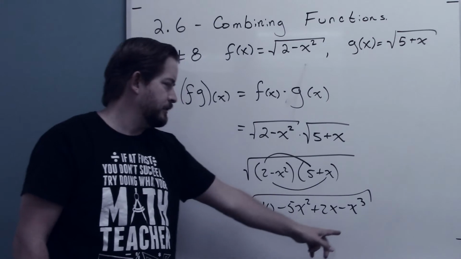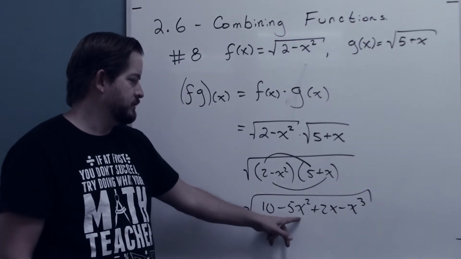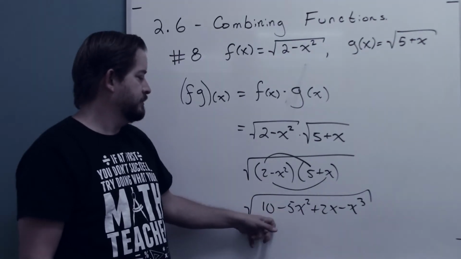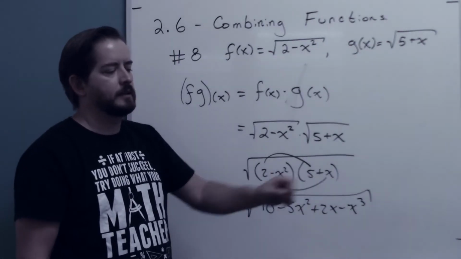And then the answer that I'm looking at here is this, but then written in descending order. So negative x to the third minus 5x squared plus 2x and then plus 10. And that answer you'll find there.